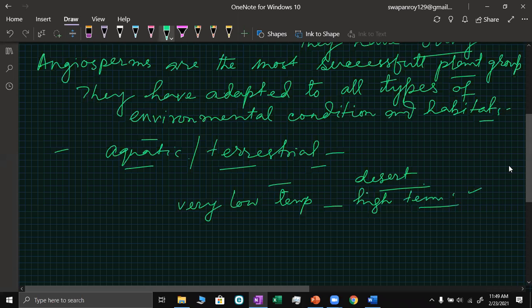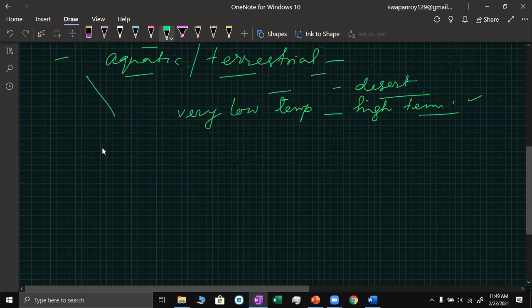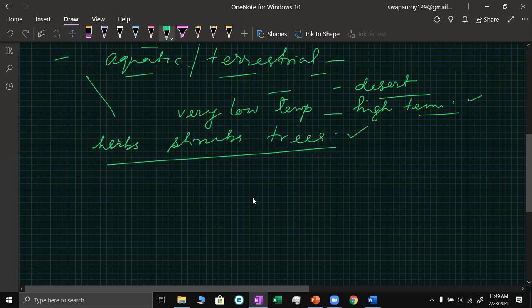That's why they can grow everywhere and they have adapted to life. In this group only, due to this adaptation, we can find herbs, shrubs, and trees, all sorts of things are there.